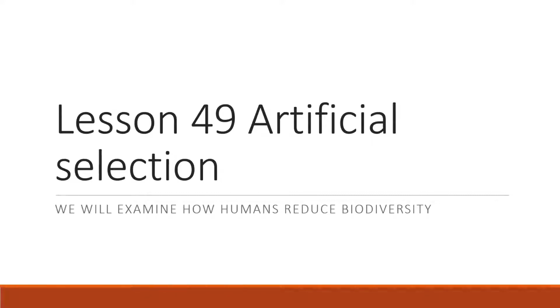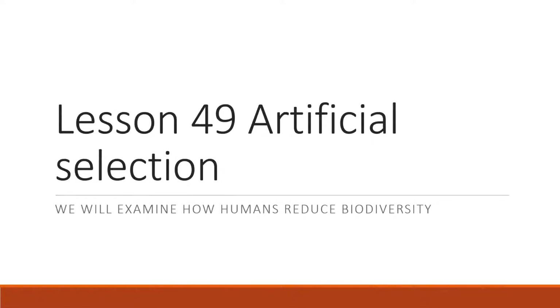So, lesson 49, artificial selection. We'll examine how humans reduce biodiversity. Let's go backwards to see what we did last lesson. Last lesson we looked at, and if you haven't copied this down, if you need more time to copy slides down, you need to let me know, okay?